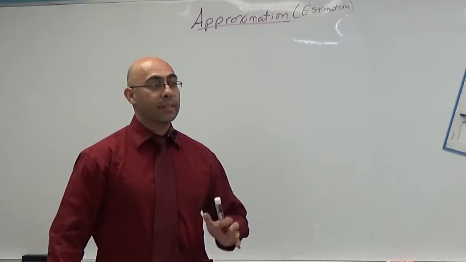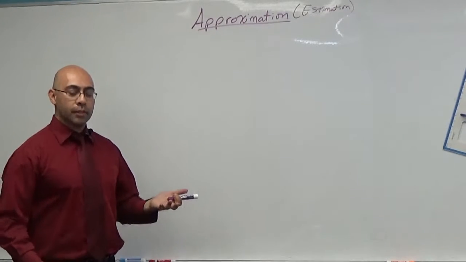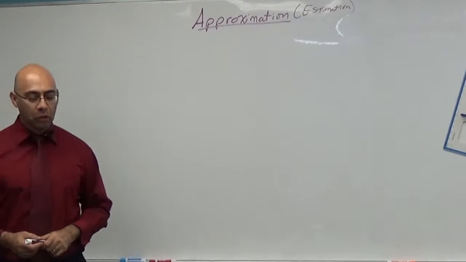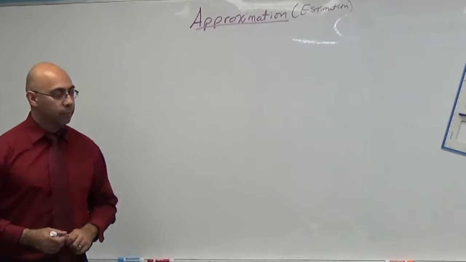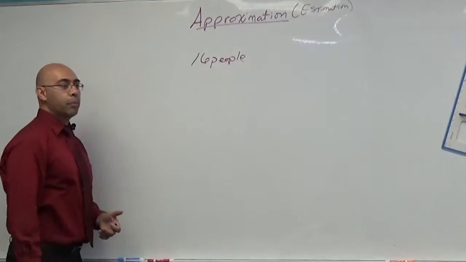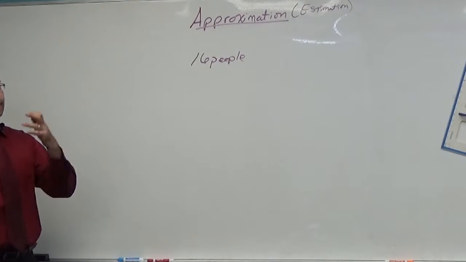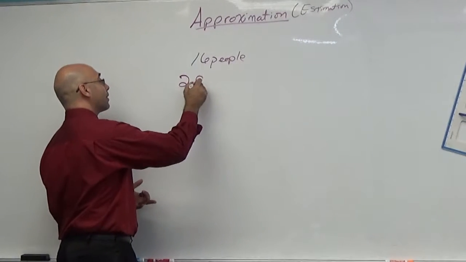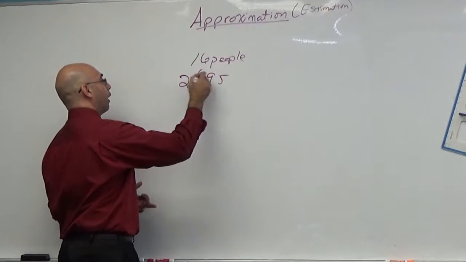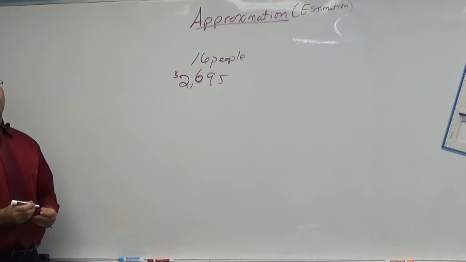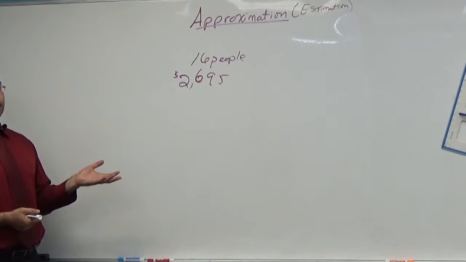Now here's an example. Let's say I need, we'll just basically use the problem from the book. Let's say I need 16 people to help me move something. And as an incentive, I have this extra amount of money that I could give away to each of you guys. It's about $2,695. I need 16 of you guys to help me move so I can get this done quickly. About how much money would you get?